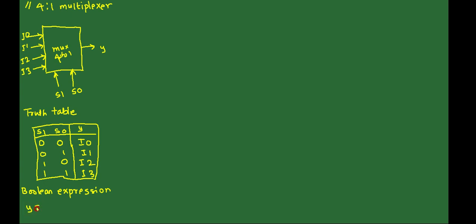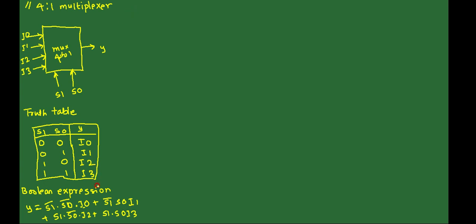In this case, Y equal to, when S1 and S0 both are 0, you are writing it as S1 bar and S0 bar. In that case, select I0. Next, S1 bar, S0, select I1. S1, S0 bar, select I2. S1, S0, select I3. This is the Boolean expression. Now we'll write the coding.